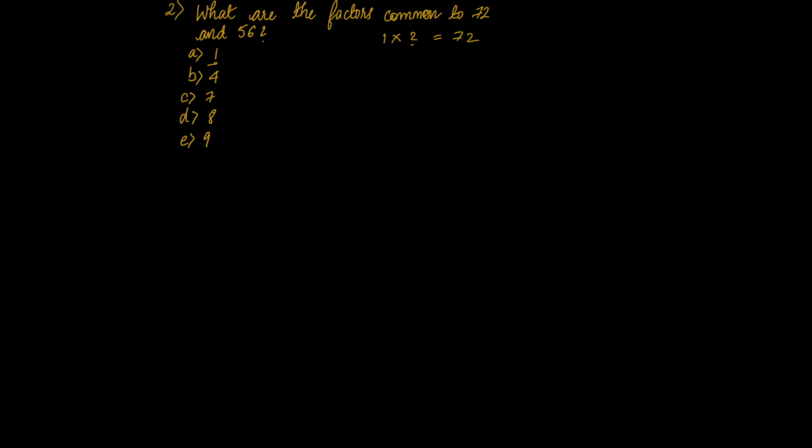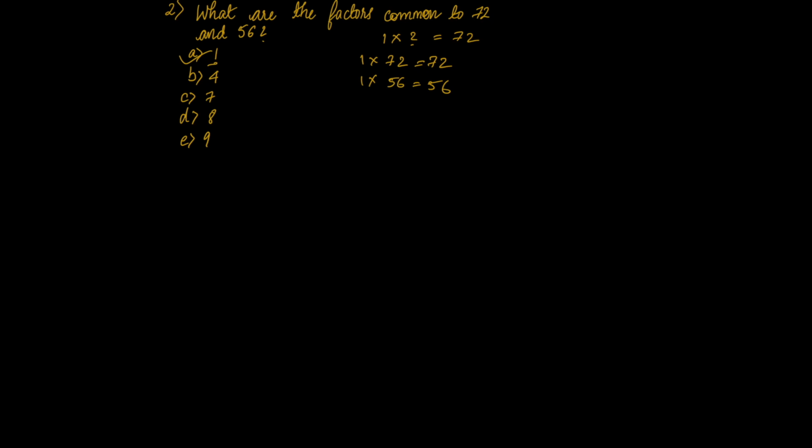Now, is there any number that you can multiply by 1 to get you 72? Well, 1 multiplied by any number gives you the number itself. So you multiply 1 by 72 gives you 72. Similarly, you multiply 1 by 56, you get 56. So 1 is a factor of both 72 and 56, or a common factor.